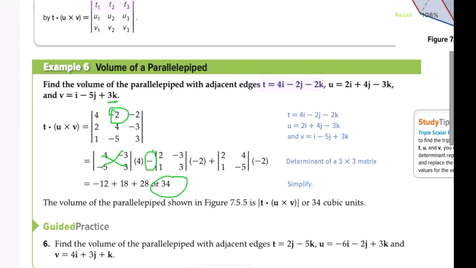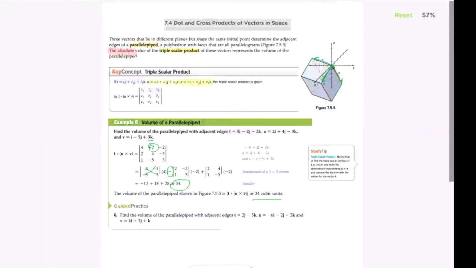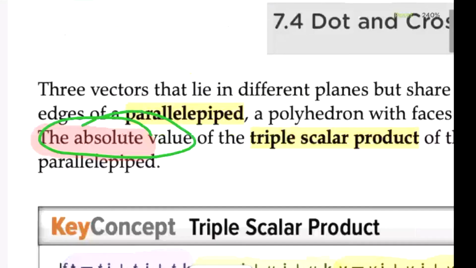You calculate, you get 34. That's a positive number. So it's your volume. Make sure it's the absolute value. Okay, maybe I said it here. Yeah, it's the absolute value.